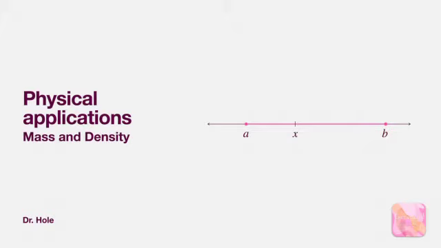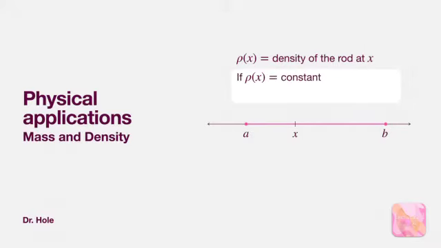Now, if we pick any point of the rod, we're picking an x value between a and b, and we want to let rho of x be a function such that it provides us with the density of the rod at x. Now assume that rho of x produces a value which is constant, regardless of x. Then we can find that the mass of the entire rod would be the density, rho, which is constant, times the length.